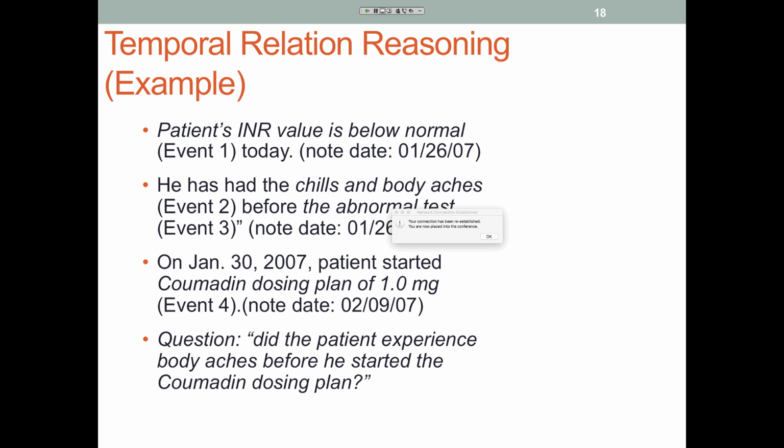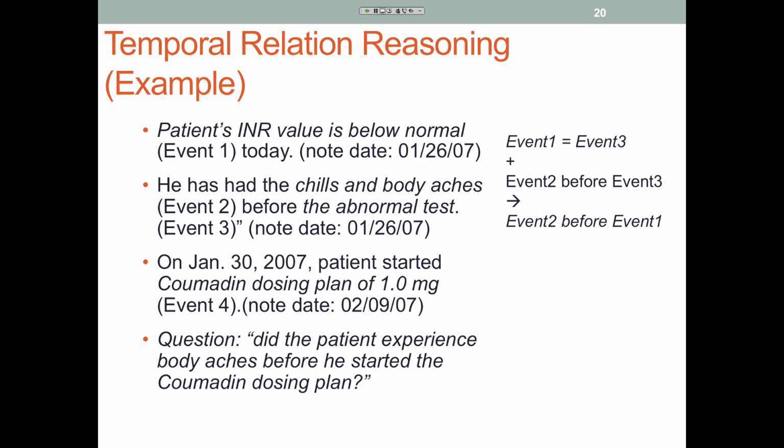And then we also need to, from the second sentence, extract some temporal relations. Event 2 was before event 3. And based on the first 2 facts, we can infer that event 2 was also before event 1.